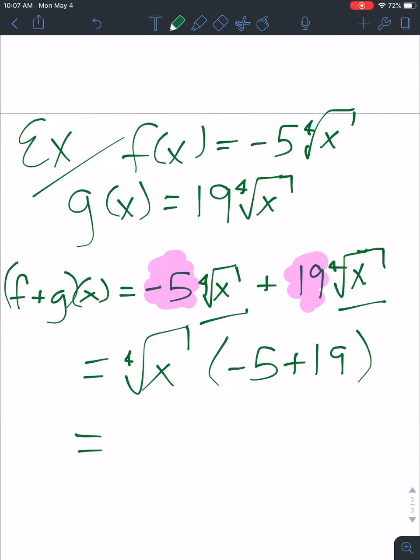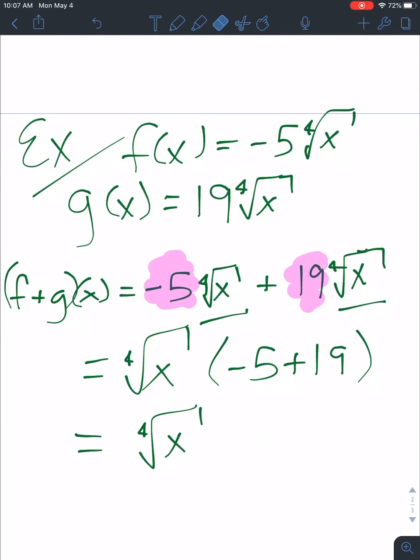So then we have -5 in our parentheses plus 19. Since they're in our parentheses, we have to deal with those first. -5 plus 19 is 14. But we don't write that like the 4th root of x times 14.